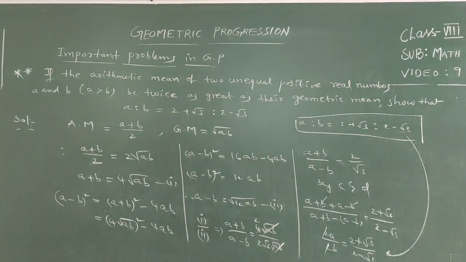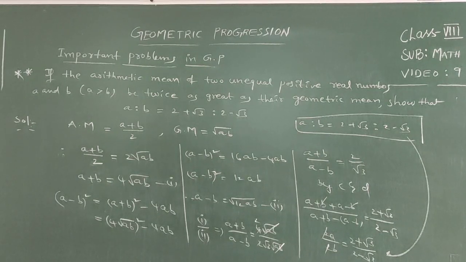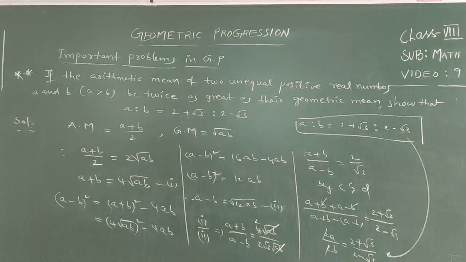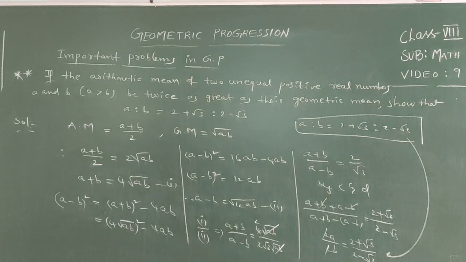Okay, once observe that one. If the arithmetic mean of two unequal positive real numbers a and b, a greater than b is the condition, is twice as great as their geometric mean, then a is to b equal to 2 plus root 3 is to 2 minus root 3.